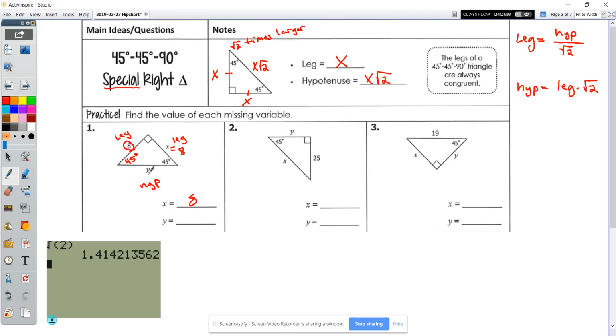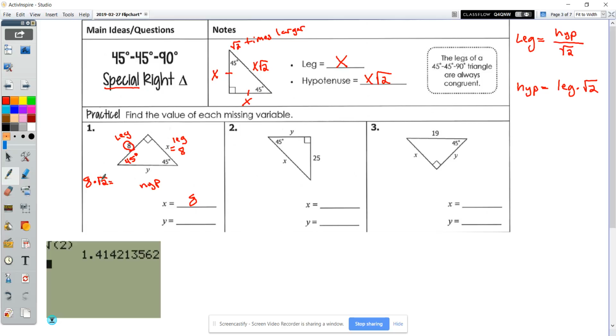But now I'm going to try to find the hypotenuse. If you're a formula person, you could say, okay, the hypotenuse equals the leg times the square root of 2. But if you don't want to memorize this little formula, or if you're afraid you're going to forget whether it's divide or multiply, just think about this: the hypotenuse is larger than the leg. So if I have the leg and I'm trying to find the hypotenuse, I know I'm going to multiply. So I'm going to take that leg times the square root of 2 to figure out the hypotenuse.